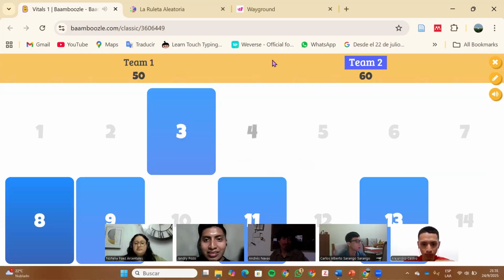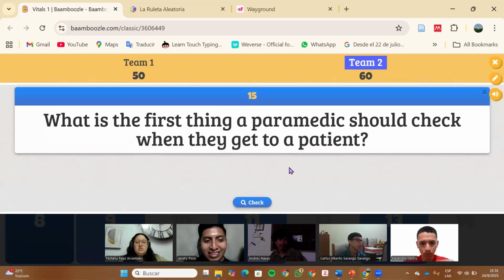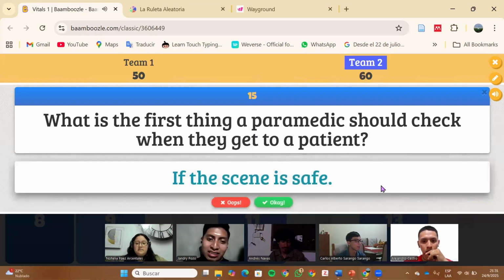Carlos. Okay. Number 8. What is the first thing a paramedic should check when they get to a patient? The patient's pressure. Pressure, let's see. If the scene is safe.